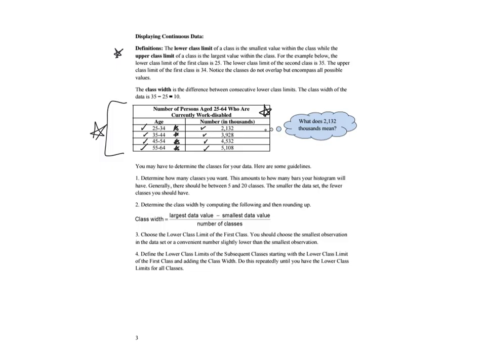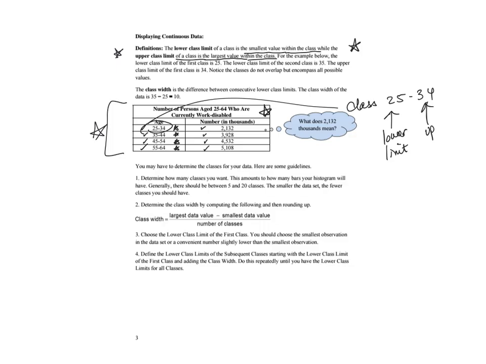So now let's go back up to the definitions, and it says, the lower class limit of a class is the smallest value within the class, while the upper class limit of a class is the largest value within the class. So if you look at, say, this class, 25 to 34, we have the lower class limit and the upper class limit. Sound good? Okay.